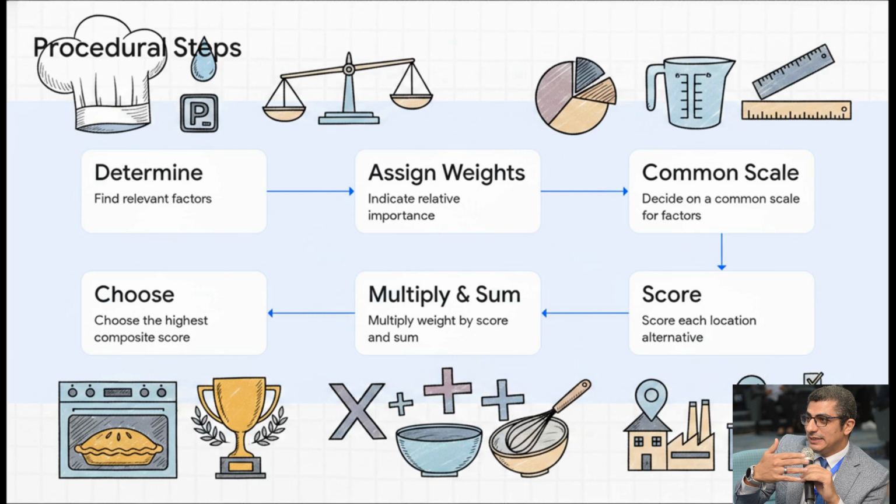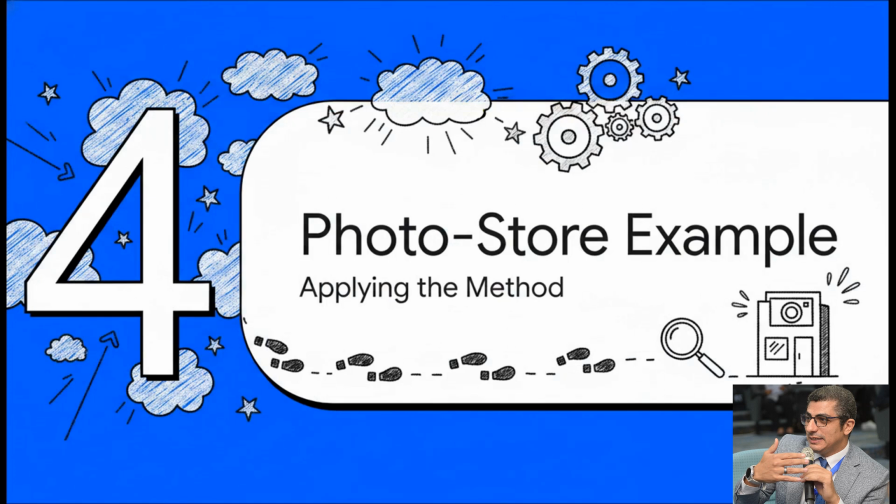Fourth, we score each location alternative. Fifth, the actual cooking happens. We multiply the factor weight by the score and sum the results. And finally, step 6, we pull our winner out of the oven by choosing the alternative with the highest composite score.